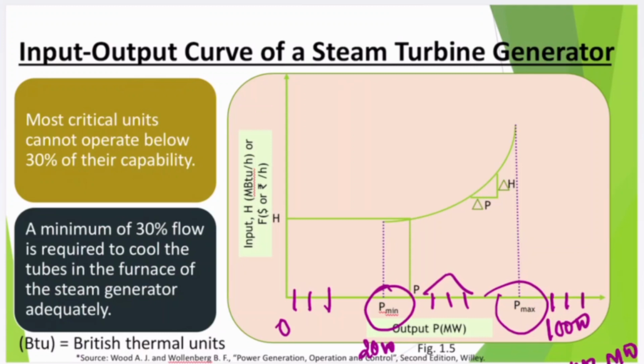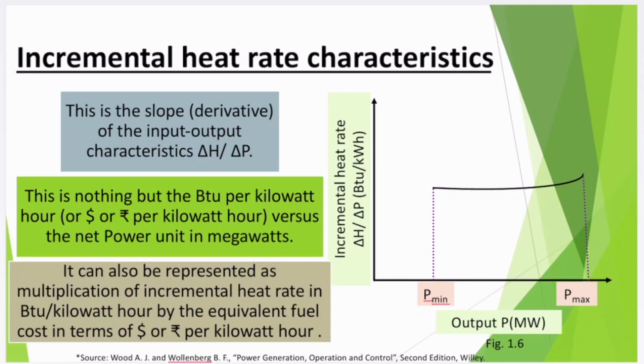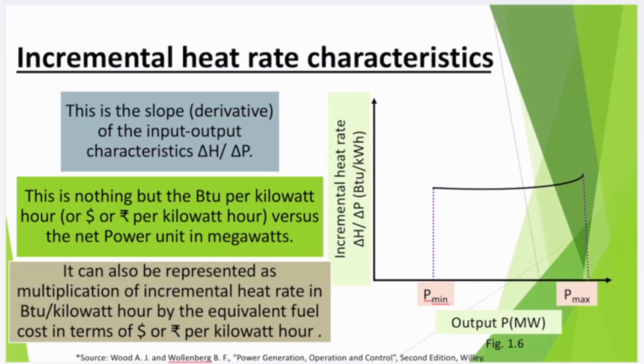All right. Moving to the next one, there is an interesting term known as the incremental heat rate characteristic. What is the incremental heat rate characteristic? It means, to generate one unit of power, how much the input needs to vary. If you see the y-axis, it clearly shows delta H upon delta P, that is the derivative of H with respect to P, and the x-axis is my P minimum to P maximum. So indirectly it is the derivative of that characteristic.